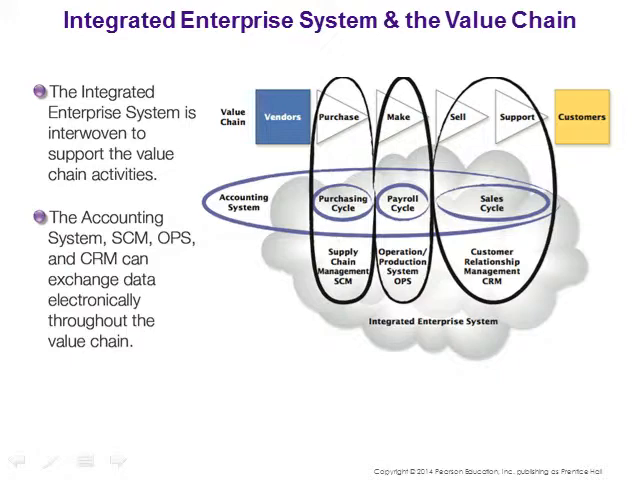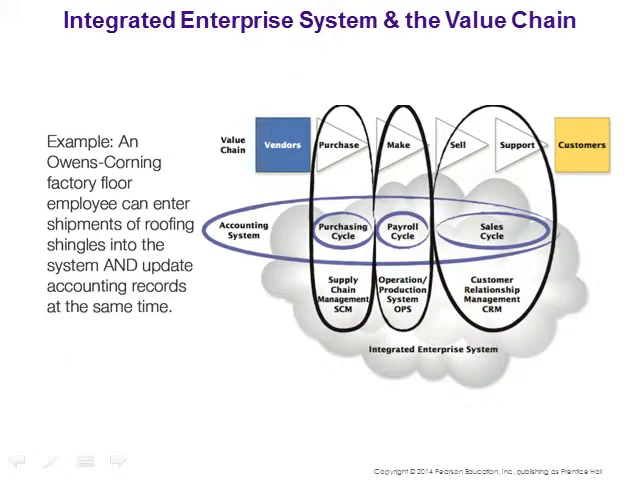So we say that the enterprise system is interwoven to support the value chain activities. And so again, we've seen this representation before, where the accounting system supports the supply chain management system, the operations and production system, and the customer relationship management system through the exchange of data electronically throughout the supply chain. An example here is Owens Corning's factory floor employee can enter shipments of roofing shingles into the system and update the accounting records at the same time.